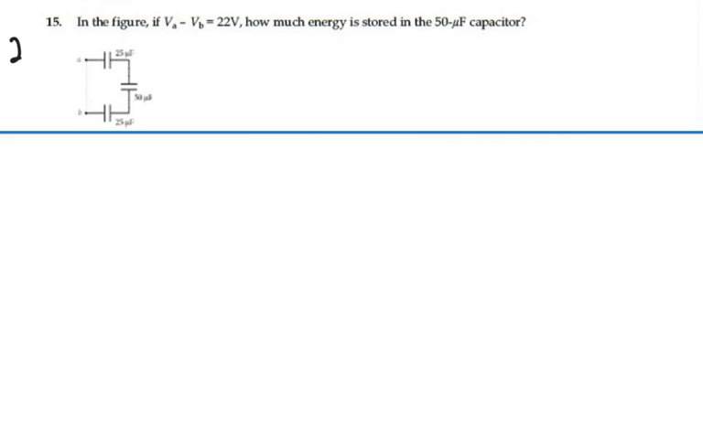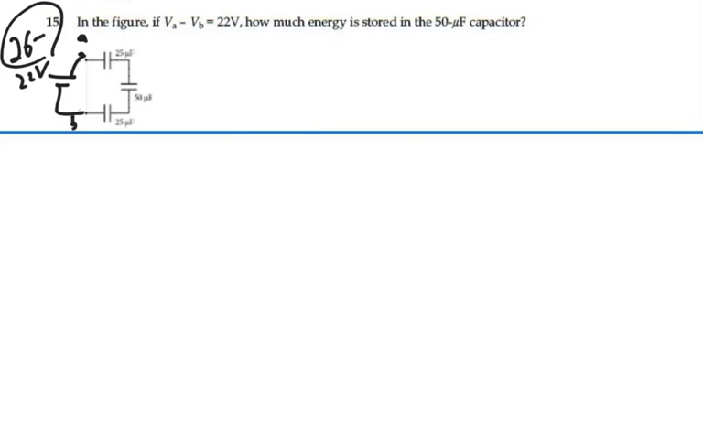Here's problem 2615. In the figure, if VA minus VB is 22 volts, how much energy is stored in the 50 microfarad capacitor? By having a potential difference between A and B of 22 volts, it would almost be the same as if we were to connect a battery of 22 volts between these 2 points. That's our potential difference between point A and point B.